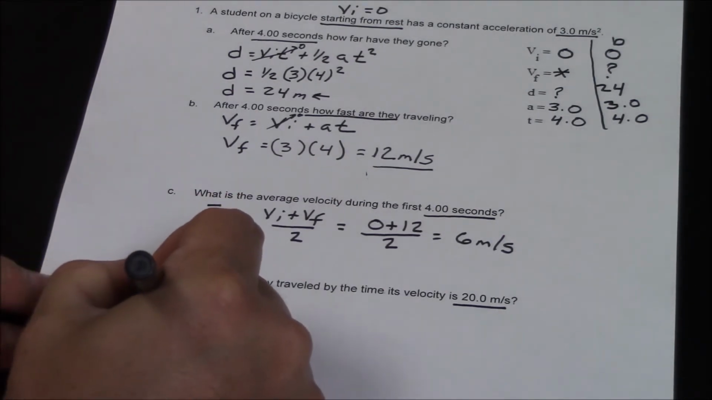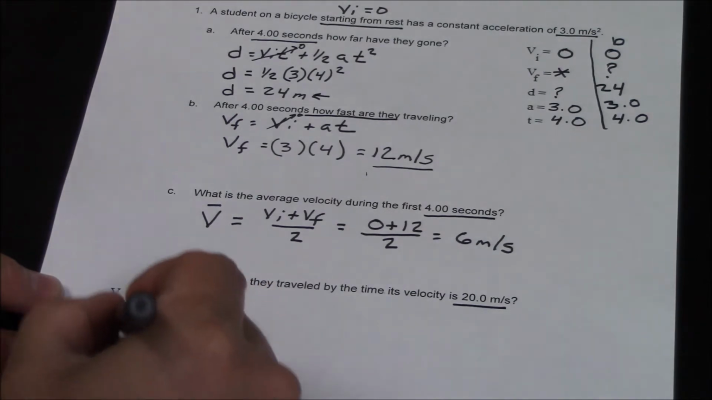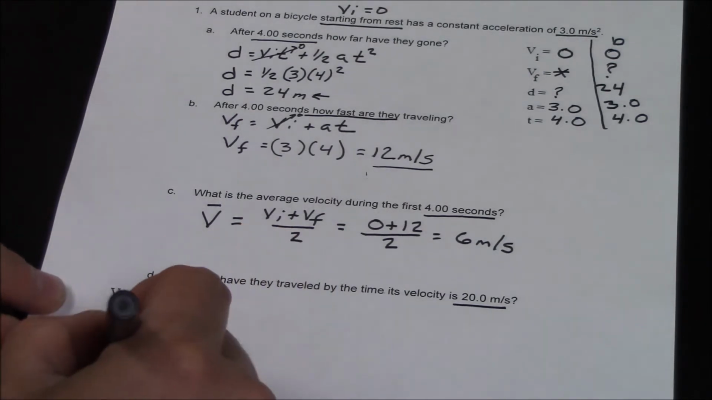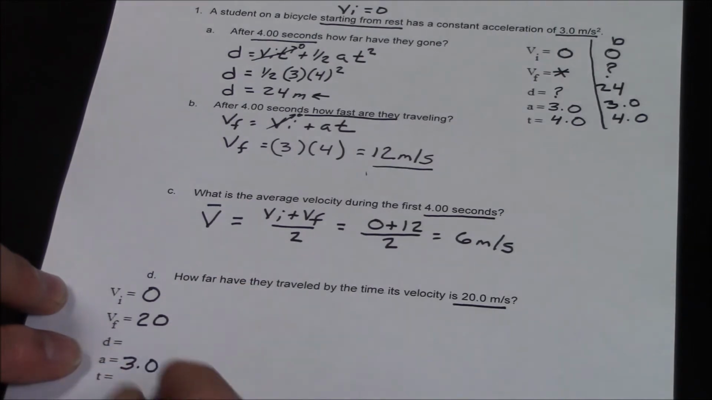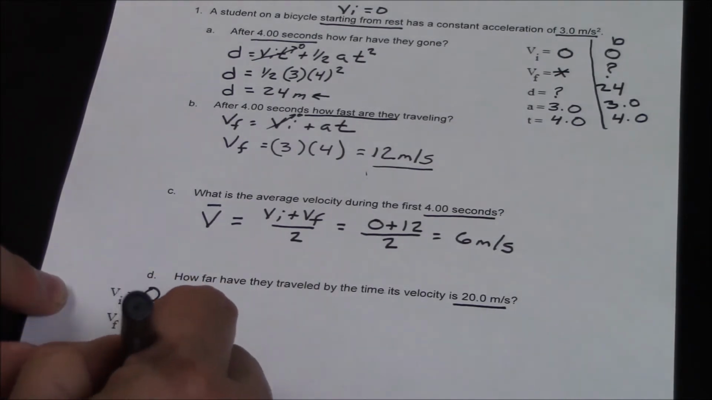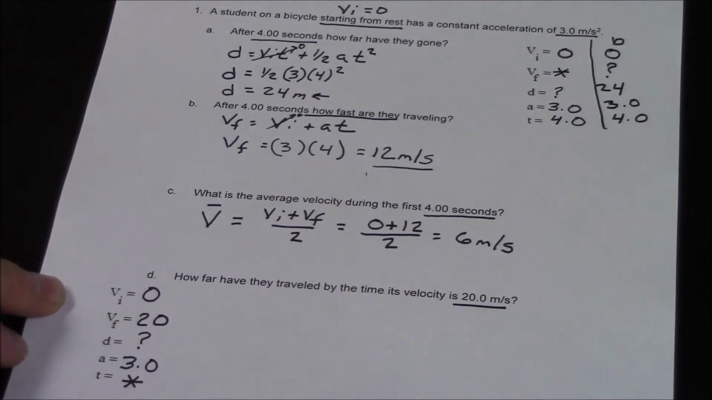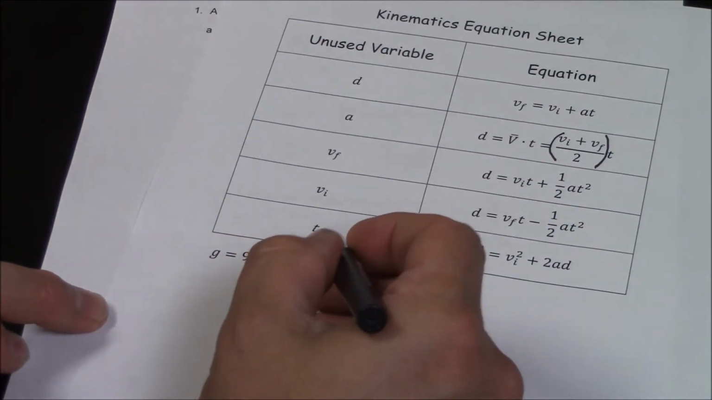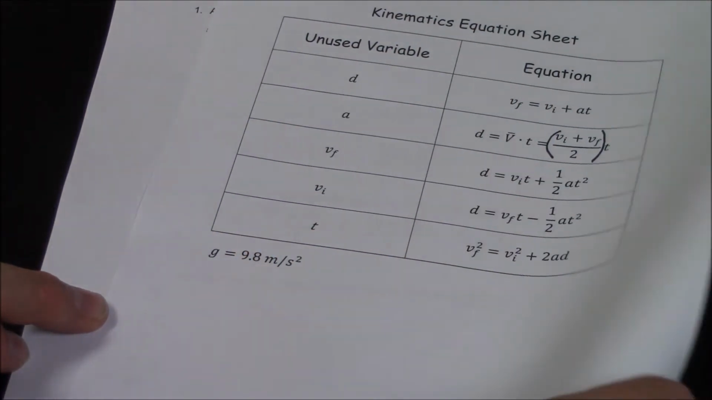It's still starting from rest, but now we're looking at when it's going 20 meters per second, and we still have an acceleration of 3. This time we're looking for how far, and we don't know how long it took. So if we look at that, time is our unused variable, so there's our equation.